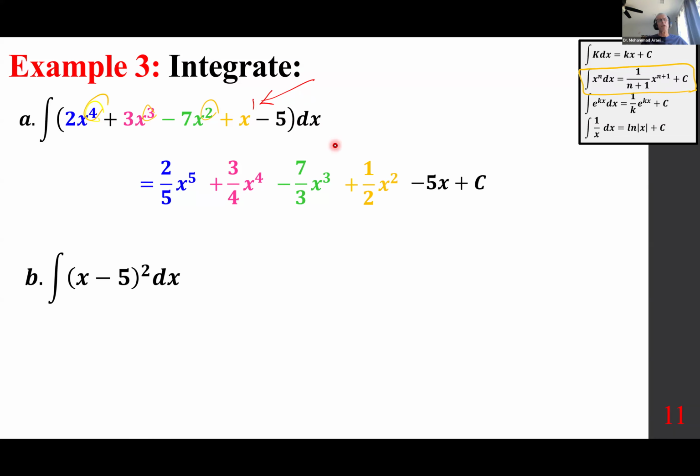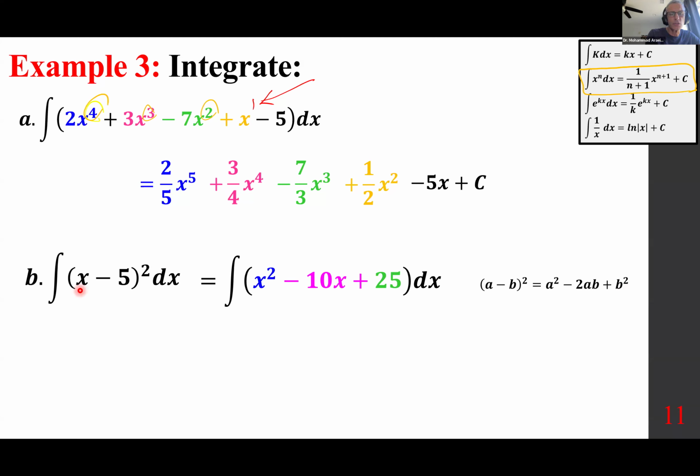The integral of (x minus 5) quantity squared dx. First, we use our algebraic technique for (a minus b) squared, which is a squared minus 2ab plus b squared. Therefore, over here, we get x squared minus 10x plus 25. In other words, expanded.